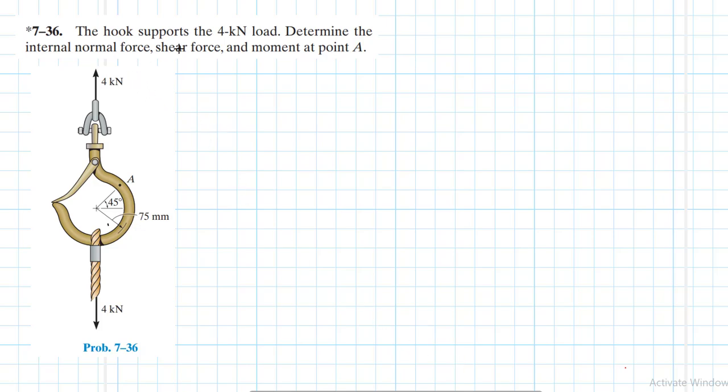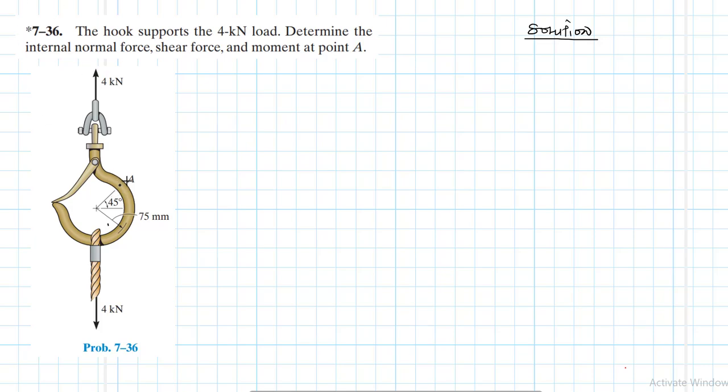The problem reads, the hook supports the 4 kilonewton load. Determine the internal normal force, shear force and moment at point A. This problem is coming from the Engineering Mechanics Statics textbook, 13th edition by R.C. Hibbeler. So we have a hook supporting a 4 kilonewton load, and we've been asked to find the internal forces, normal, shear and moment force at A.